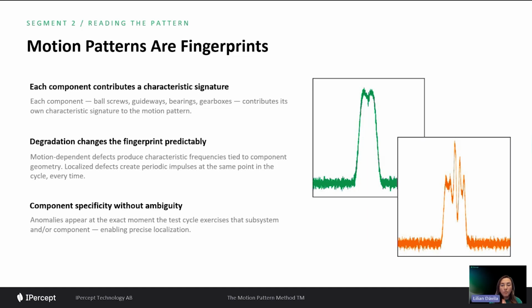This results in component specificity without ambiguity. Anomalies appear at the exact moment the subsystem is excited. If the linear test shows an anomalous peak at a position of 250 millimeters on the x-axis stroke, it is pointing to something specific at that position. Not "the machine has a problem," but rather "the machine has a problem here, in this component, at this point of the movement."